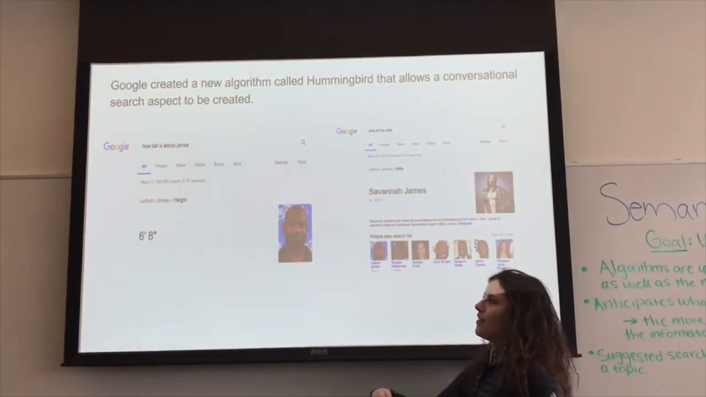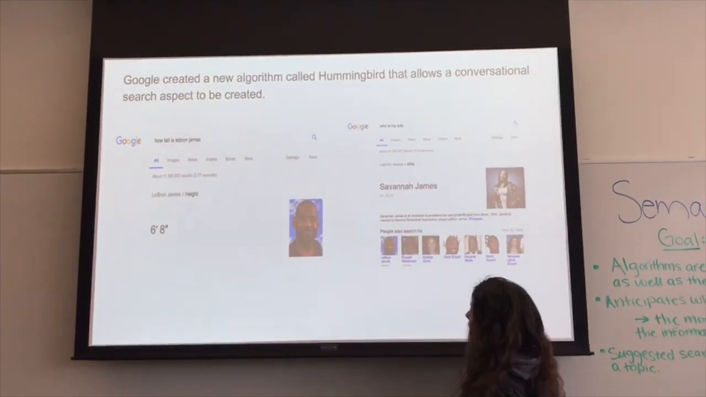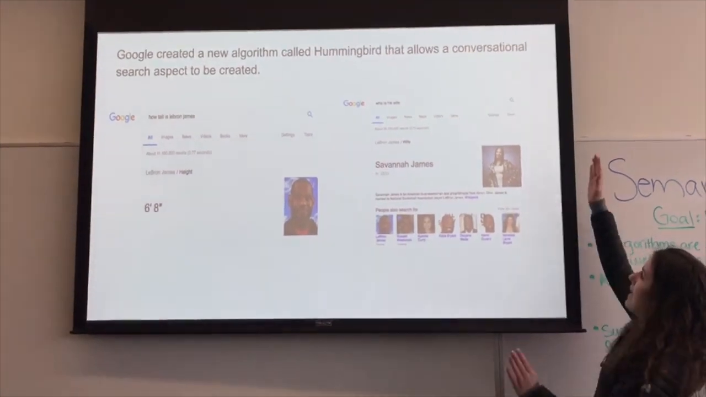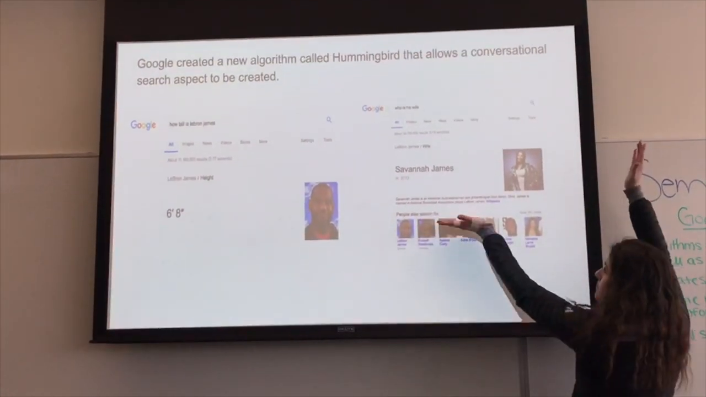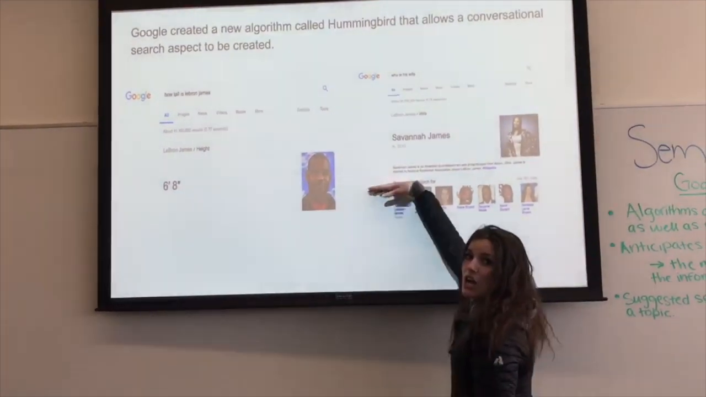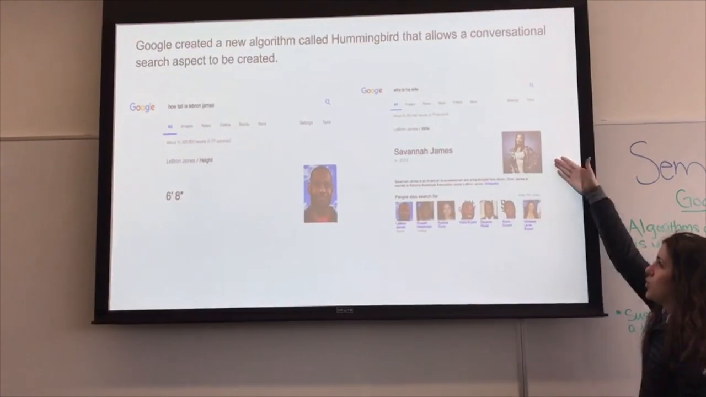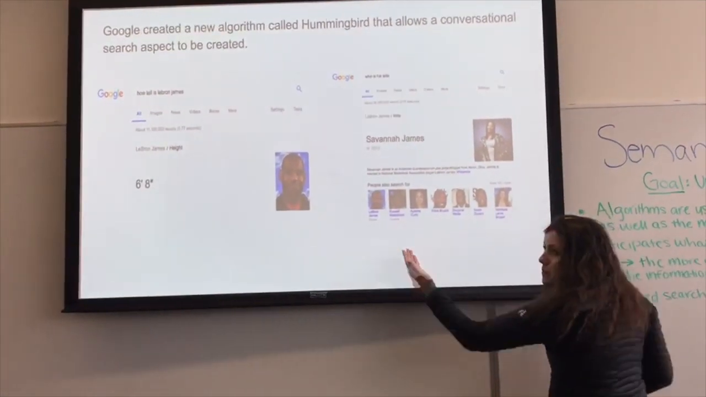Final example is Google created this new algorithm called Hummingbird, which allows a conversational search aspect to be created. For example, how tall is LeBron James? 6'8". Thought he was taller than that, but you know, because we all can't be 7 feet tall. Anyways, you can type in then who is his wife. But bam, pops up Savannah James. So you go from who's LeBron James to Google being able to predict who you're talking about when you say who is his wife. And again, another conversational query where more people are listed.